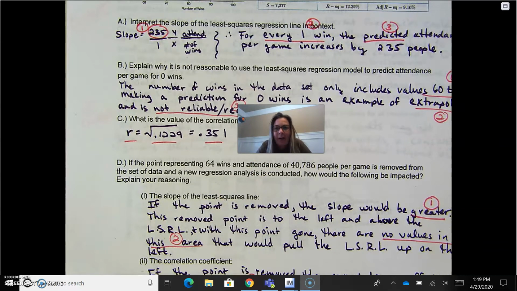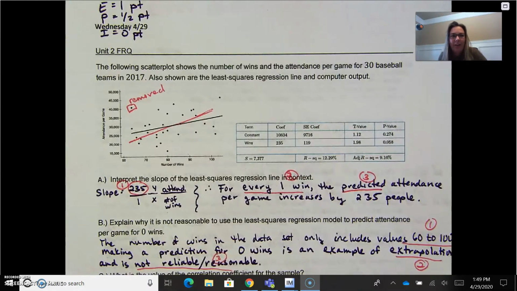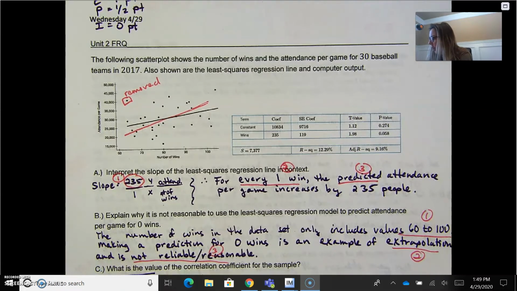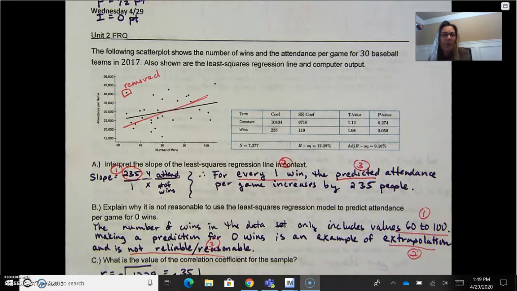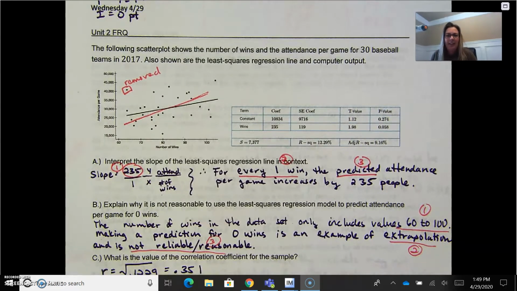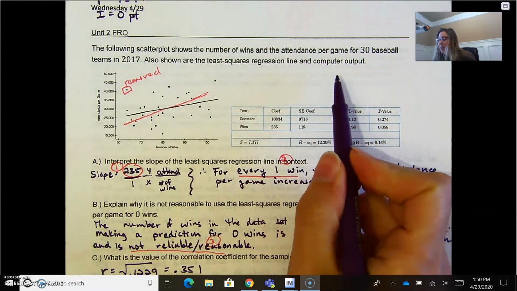All right, so let's continue on reviewing for Unit 2 FRQs. This one's my favorite one because it brings in the DOFS, right? The best dance move for 2019-2020, the DOFS. All right, so we've got ourselves a scatter plot here. This is attendance per game for 30 baseball teams in 2017. Also shown is the least squares regression line and the computer output.